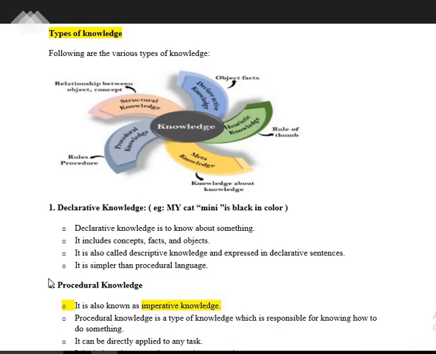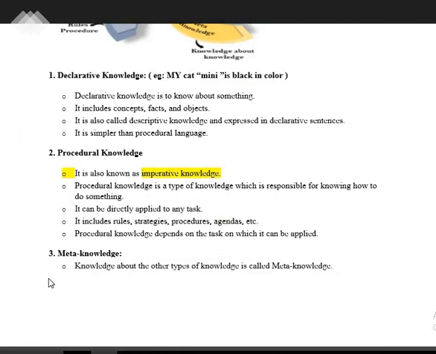Declarative knowledge is a type of knowledge where we put some statement in a declaration way. Suppose my cat Minnie is black in color. When I say this English sentence, containing a declaration, it means I have a cat with me and its color is black. Declarative knowledge is knowing about something that is a fact. It includes the concepts of facts and objects. It is also called descriptive knowledge and is expressed mostly in declarative sentences. It is a simpler form of a procedural language. That is a part. Now, compared to declarative, what is procedural knowledge?